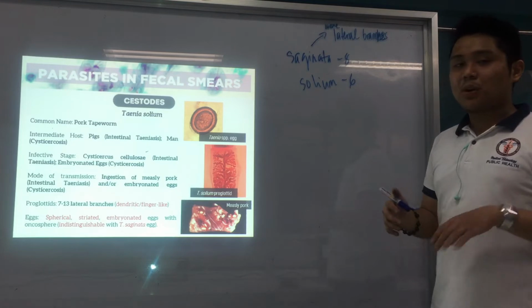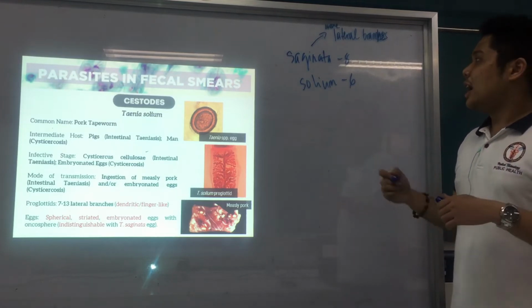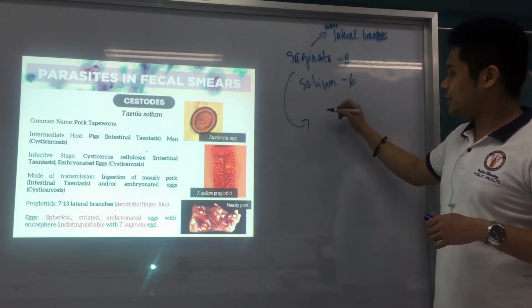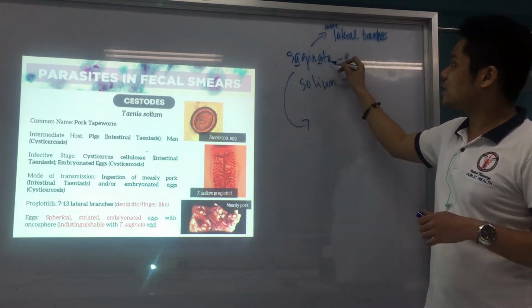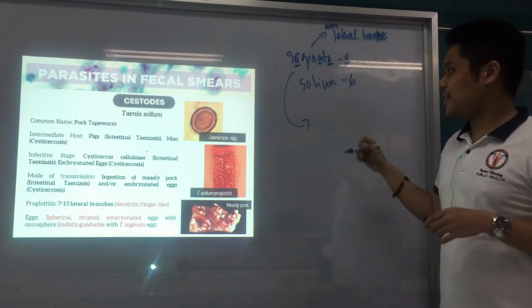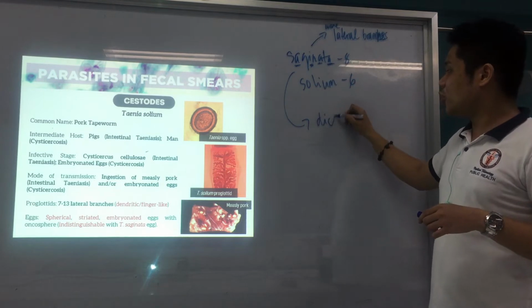Aside from that, how do I remember if it's dendritic or dichotomous? For saginata, how I remember is it has many vowels. Saginata. So, dichotomous.